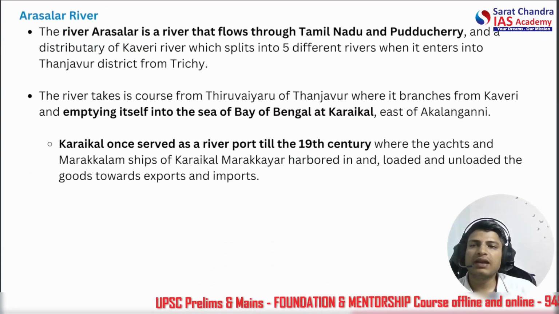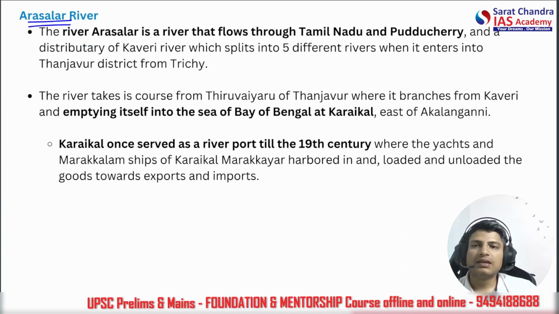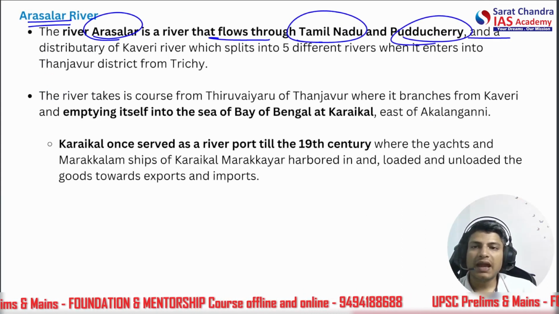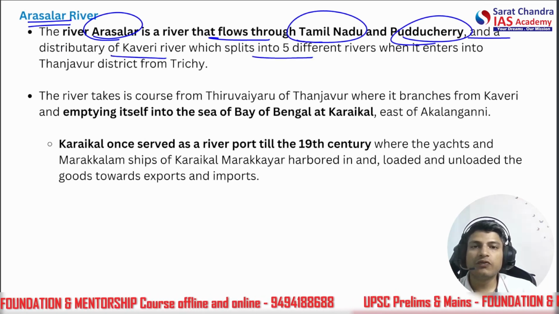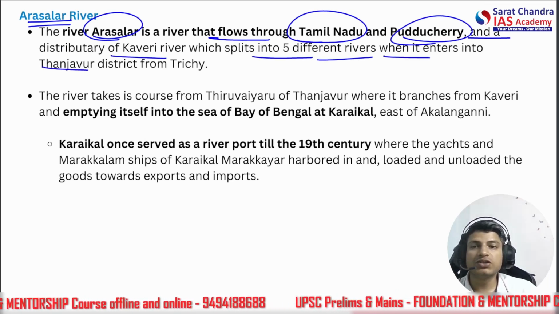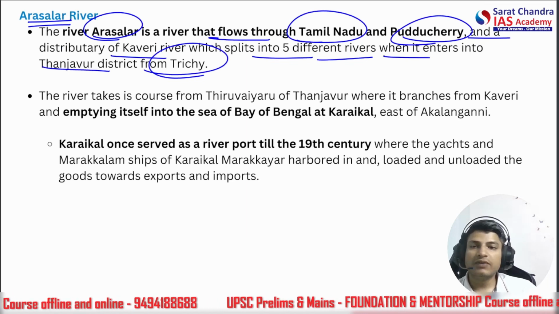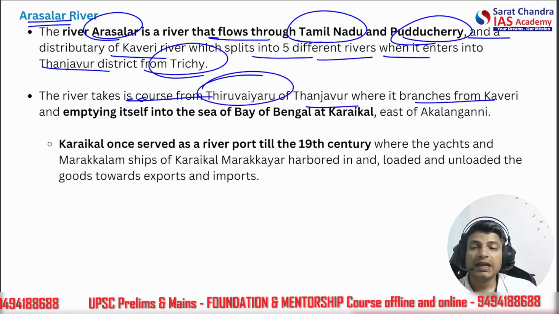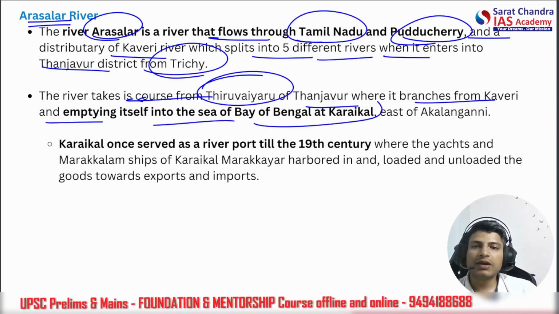Okay, next one and the last one is the Arasalar River. The river Arasalar flows through Tamil Nadu and Pondicherry, and is a distributary of Kaveri, which splits into five different rivers when it enters Tanjavur district from Trichy. The river takes its course from Tiruvayuru of Tanjavur, where it branches from Kaveri, and empties into the Bay of Bengal at Karaikal.